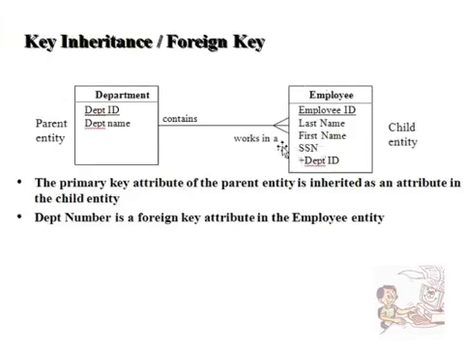So what we have seen till now are the components of your logical model. We have five basic components, which are your entity, attribute, primary key, relation, and your foreign key or key inheritance. So these are the five types.